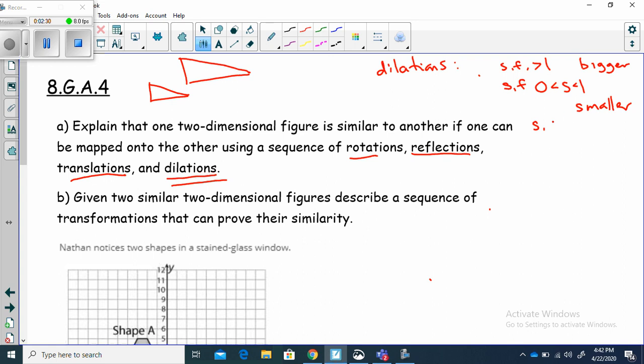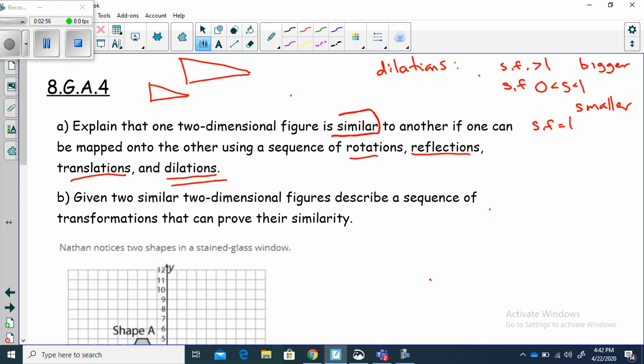What if your scale factor is 1? If your scale factor is 1, your two figures would be the same size because you're not blowing one of them up. You're not changing the size of any of the sides. So we've got 3 congruence transformations: rotations, reflections, and translations. And then if we use a dilation, then we can prove that the figures are similar.